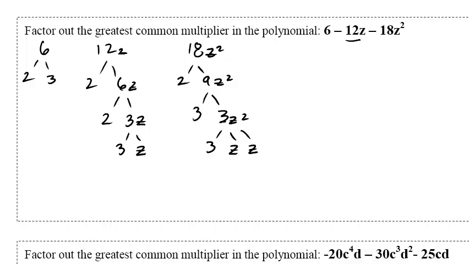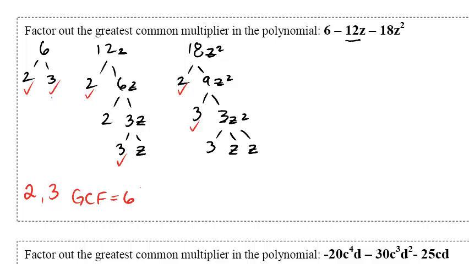Let's find the greatest common factor. There's a 2 there, a 2 there, and a 2 there. There's a 3, and a 3, and that's it. There's no more factors in the 6, so we know that's done. So the GCF is 6.